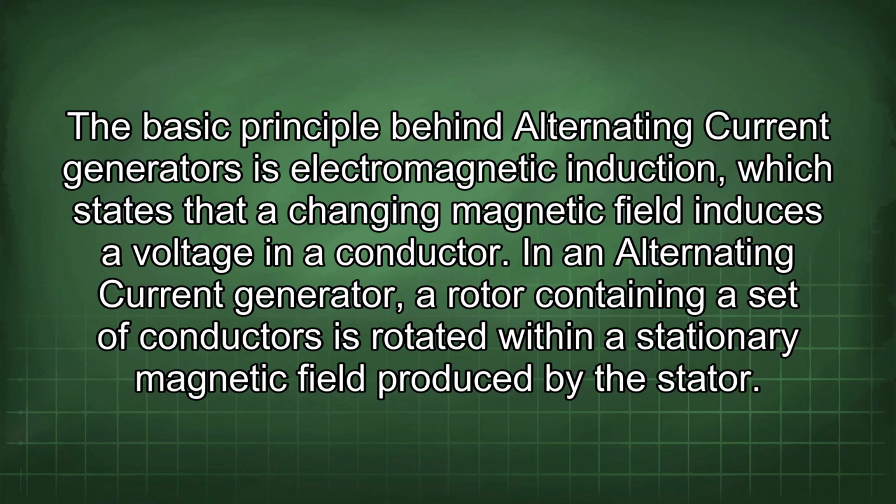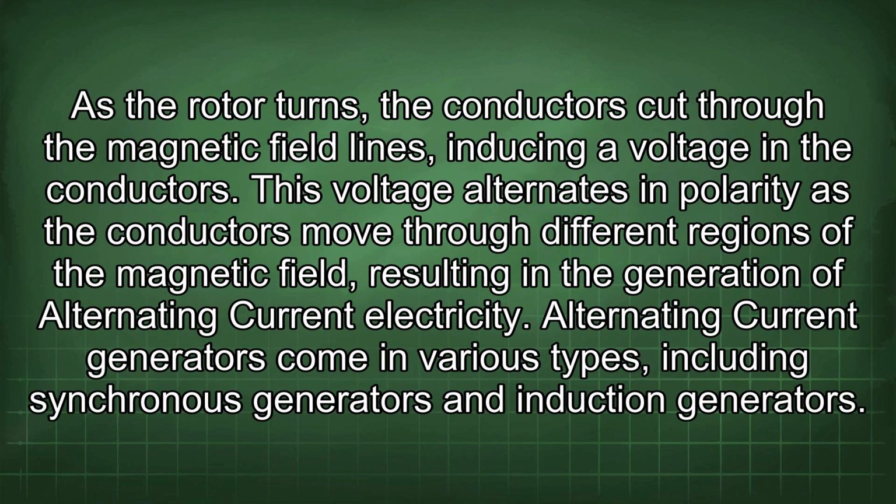The basic principle behind alternating current generators is electromagnetic induction, which states that a changing magnetic field induces a voltage in a conductor. In an alternating current generator, a rotor containing a set of conductors is rotated within a stationary magnetic field produced by the stator. As the rotor turns, the conductors cut through the magnetic field lines, inducing a voltage in the conductors. This voltage alternates in polarity as the conductors move through different regions of the magnetic field, resulting in the generation of alternating current electricity.